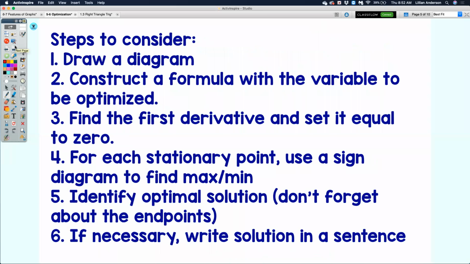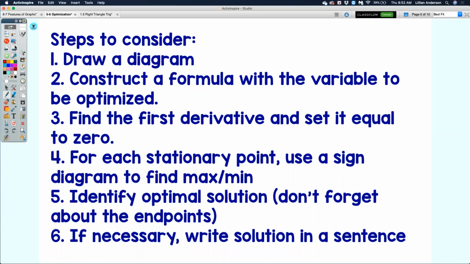So when it comes to finding your optimum values, there's a few steps that you probably are going to need to do, or definitely want to consider doing. First thing you want to do is you want to draw a diagram, okay? Because sometimes, just reading the words doesn't actually help you in figuring out exactly what it is that you're trying to solve. Or maybe you can't visualize the actual shape that they're describing. So drawing a diagram can definitely be helpful.